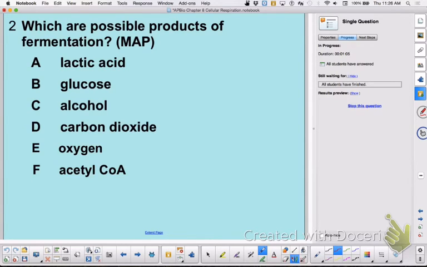All right. So before I hit stop, which are the possible products of fermentation? Is lactic acid a product? Yes. Who makes that? We do. Is glucose a product? No. What would you consider it? Reactant. Is alcohol a product? Yes. Who makes it? Plants. Is carbon dioxide a product? Yes. Who makes it? Plants and yeast. Is oxygen a product or a reactant? No, it's neither. Is it acetyl-CoA? I haven't even taught you that.